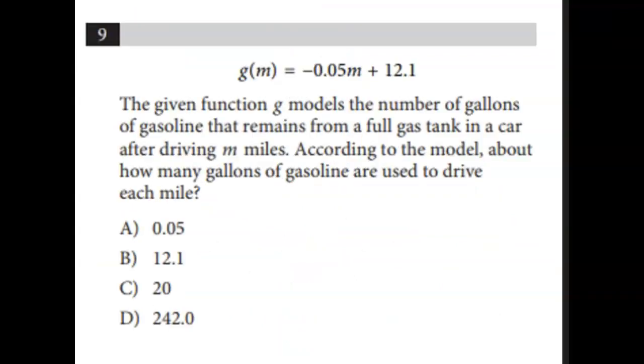All right, number 9. The given function g models the number of gallons of gasoline that remain from a full gas tank in a car driving m miles. According to this model, about how many gallons of gasoline are used to drive each mile? So it looks like every mile it decreases 0.05 gallons. And so if they drove 0 miles, they start with 12.1 gallons because that's the amount they have at 0 miles. But every single mile, it's going to be reduced by negative 0.05. So the correct answer choice is A.